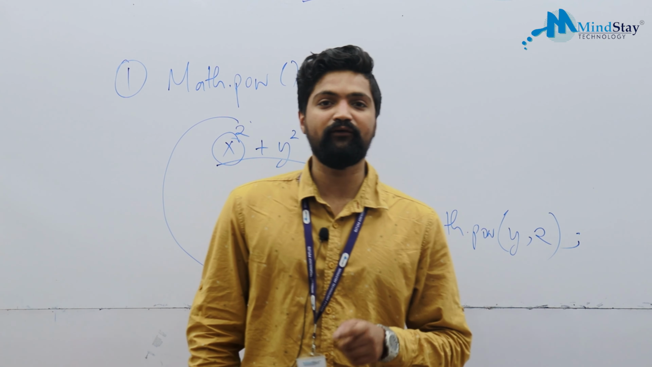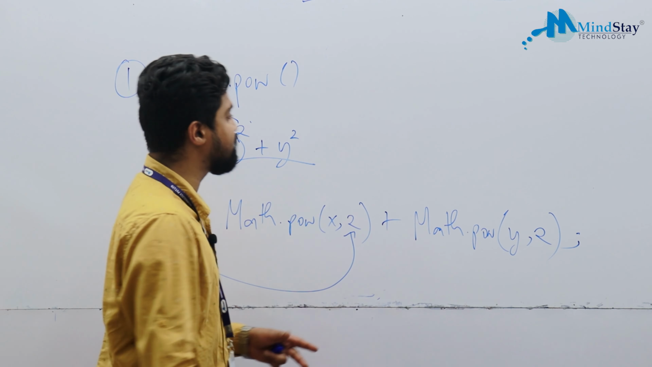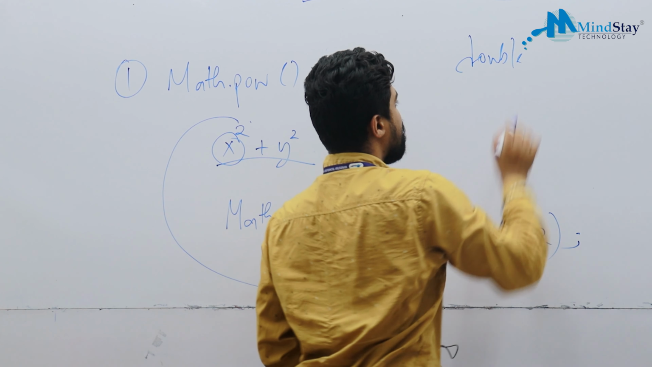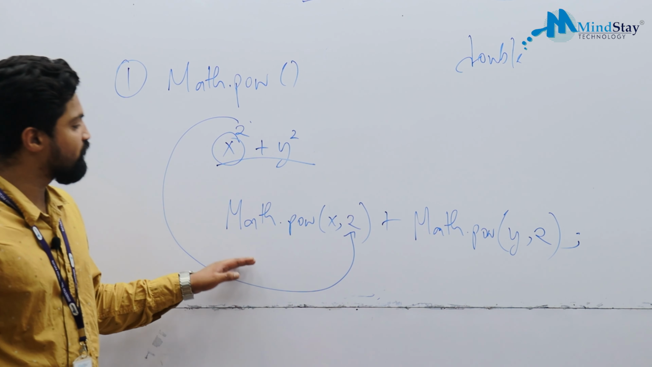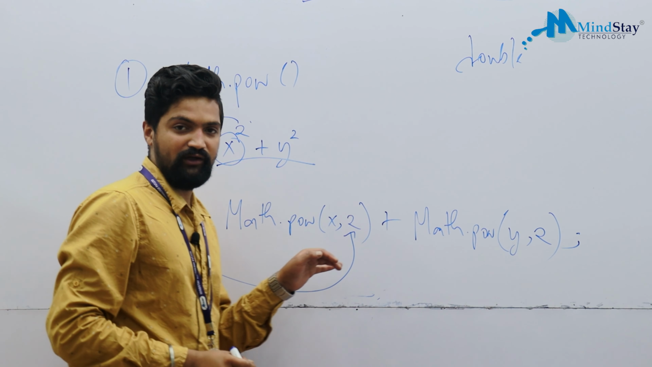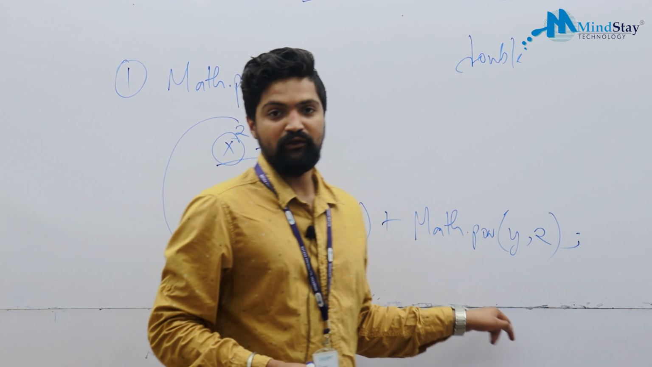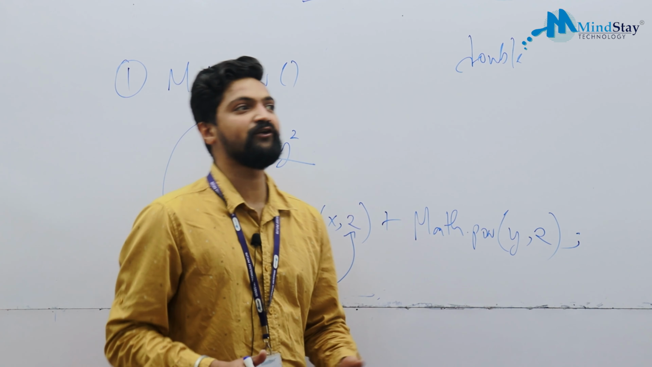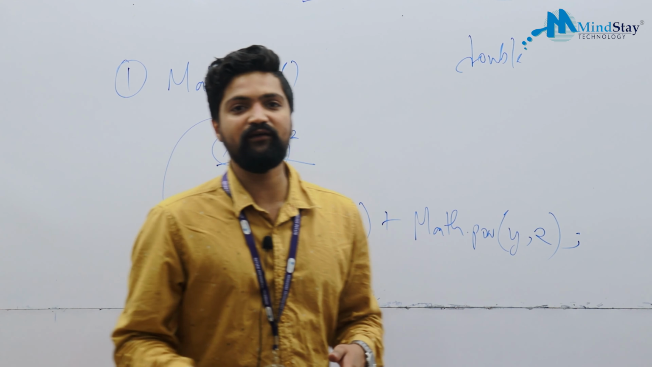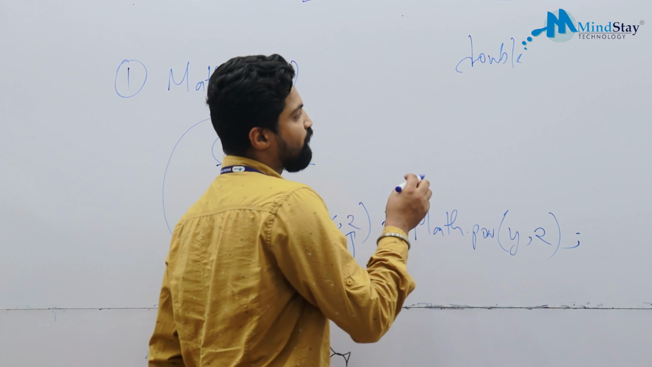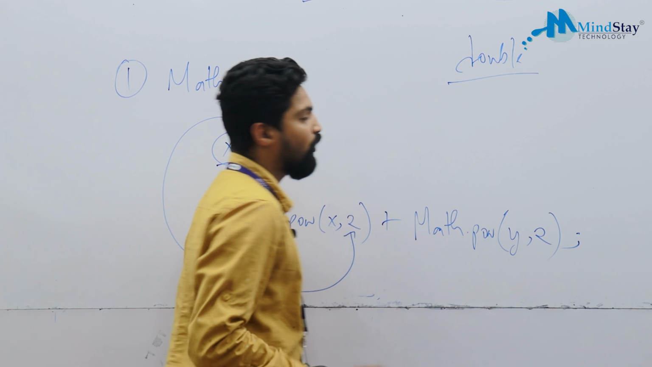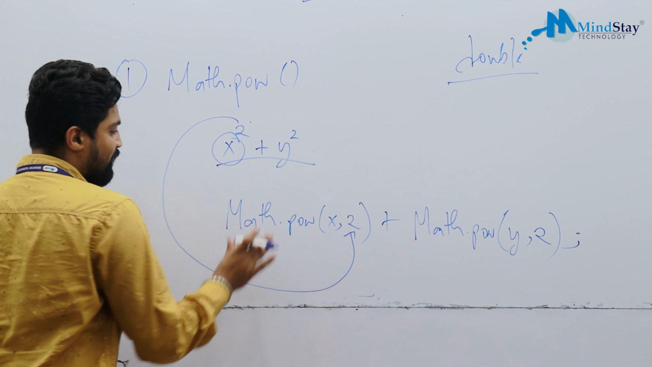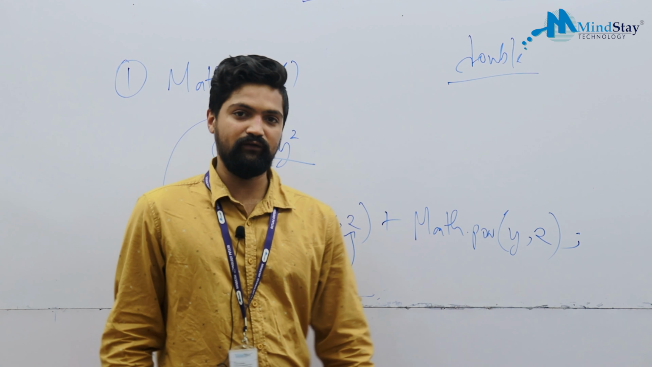But always remember one thing: it only returns which data type? Double. The reason is that you'll be using a lot of power functions. Power can be positive, power can be negative. If you have a fractional value, it can have a different set of answers. So that's why we don't use integer, we always use double whenever we are using this Math.pow function.